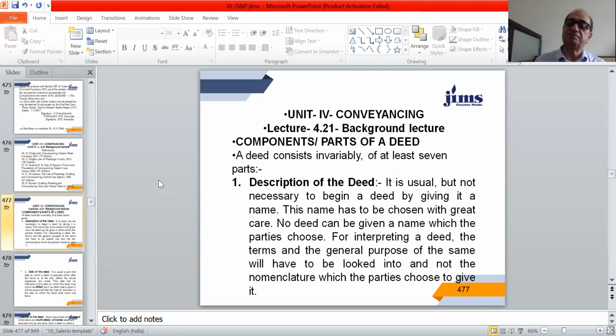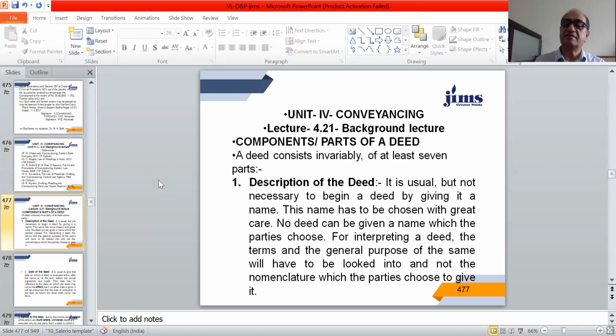It is usual, but not necessary, to begin a deed by giving it a name. The description of the deed can be deciphered from the contents also. But this name has to be chosen with great care. No deed can be given a name which the parties choose. It is not the desire or will of the parties to give any name to any deed, because later on the question of interpretation arises.